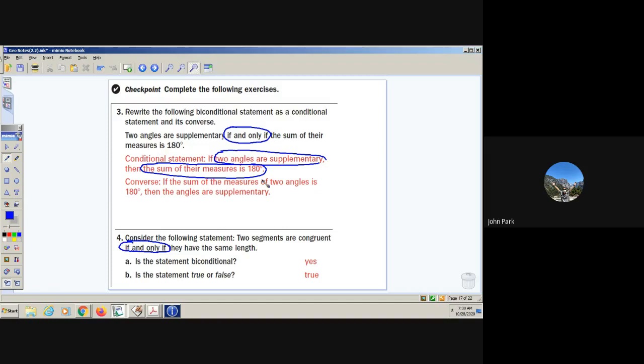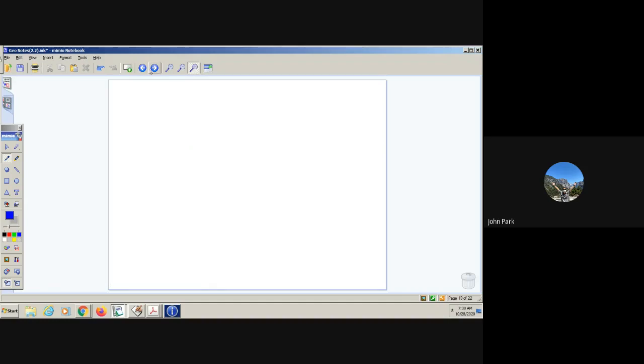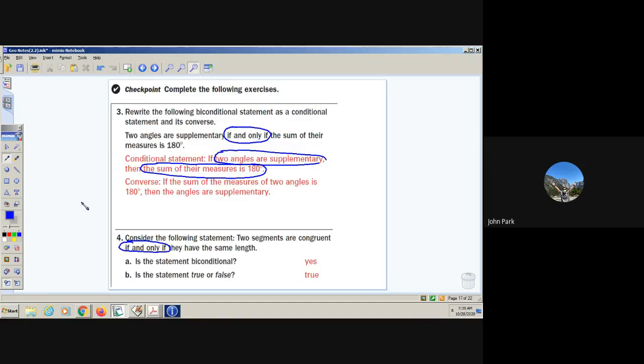All right, so that is the notes for today. Hopefully you have a better understanding of biconditional statements, which have the magic phrase if and only if. A biconditional statement is only true if both the conditional statement and its converse are true.